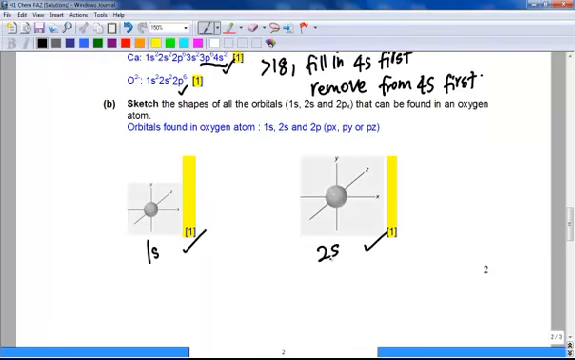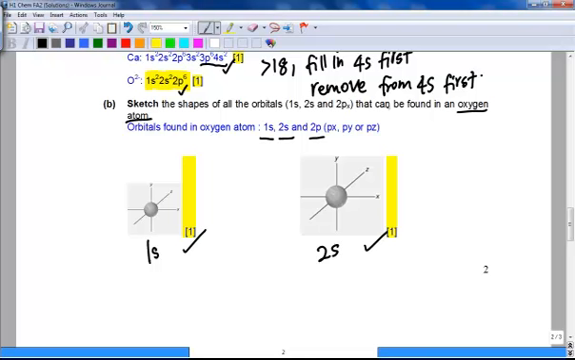This question asks you to sketch the shapes of all the orbitals that can be found in an oxygen atom. As a thinking process, you notice in the previous part of the question, we filled up all the way until 2p. That's why the orbitals found in an oxygen atom will be 1s, 2s, and 2p. So the question is very nice. They have already given us the sketch of the diagram.